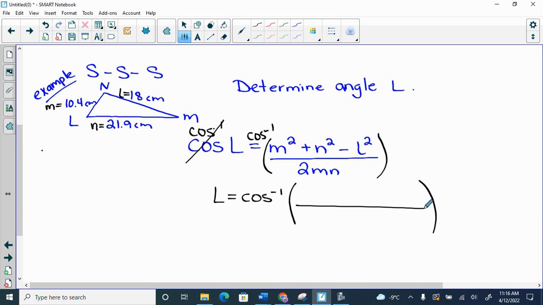On the top we have 10.4 squared in brackets plus N, which is 21.9 squared in brackets, minus L, which is 18 squared in brackets, all over 2 times M, which is 10.4, times N, which is 21.9. Every single person is going to try to get the answer in their calculator.